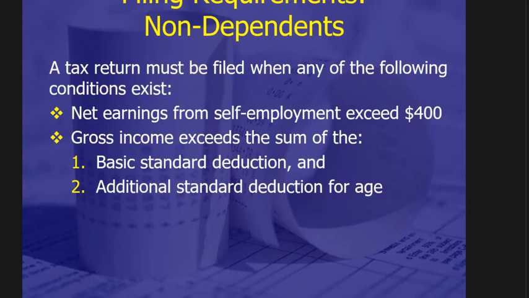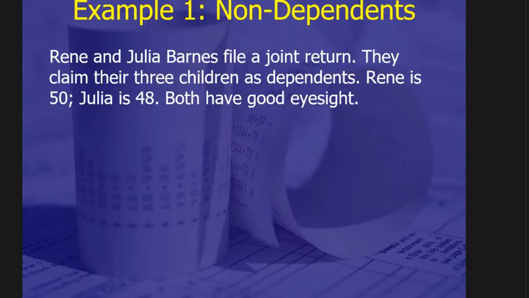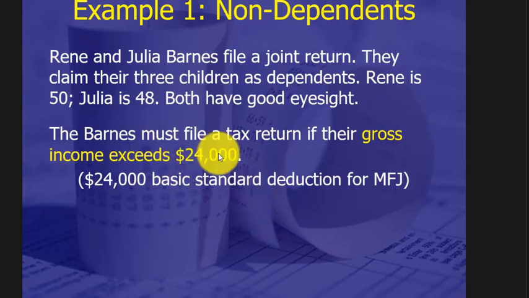So who has to file a tax return? Who makes enough money? There's kind of a minimum that if you don't make more than this, then you don't have to file. We're going to learn about earnings for self-employment, but that's very low. If you have a business and you make over $400 net income, you're going to have to file a tax return. But if your gross income doesn't exceed the basic standard deduction and your additional standard deduction for age, if you're a non-dependent, then you don't have to file. Okay? So here, filing jointly, they don't file unless they make more than $24,000.